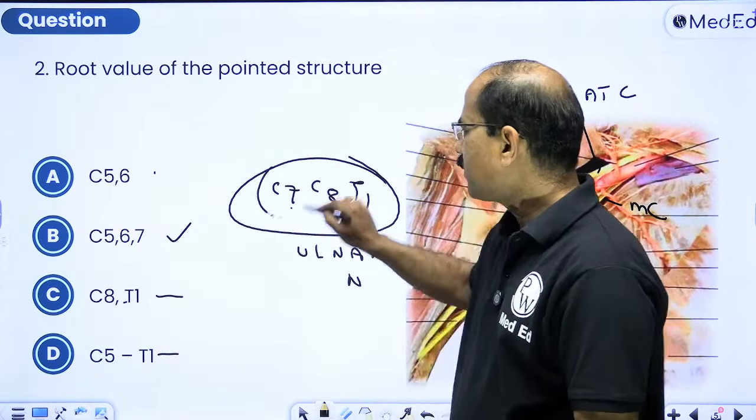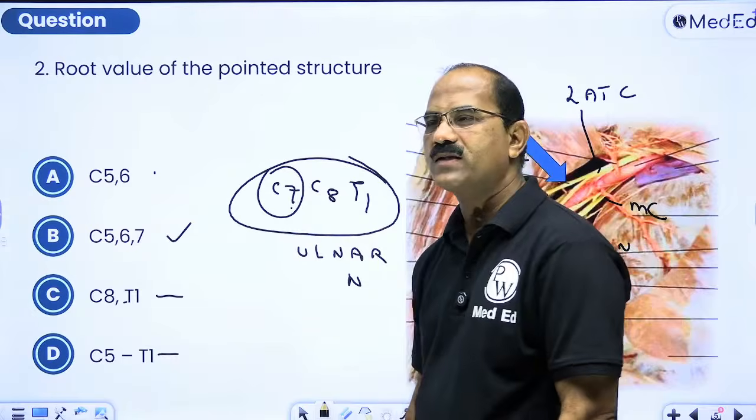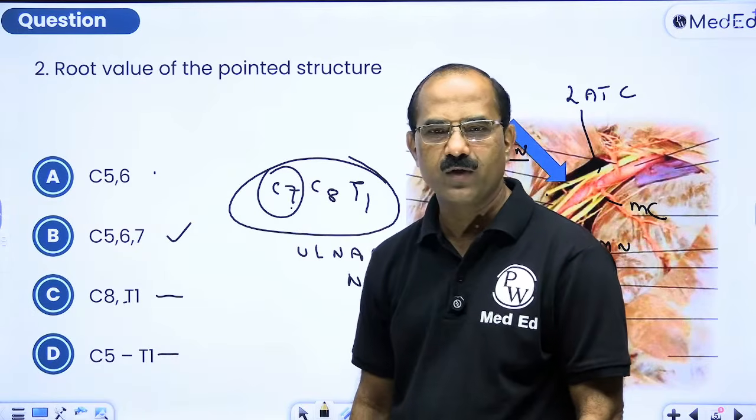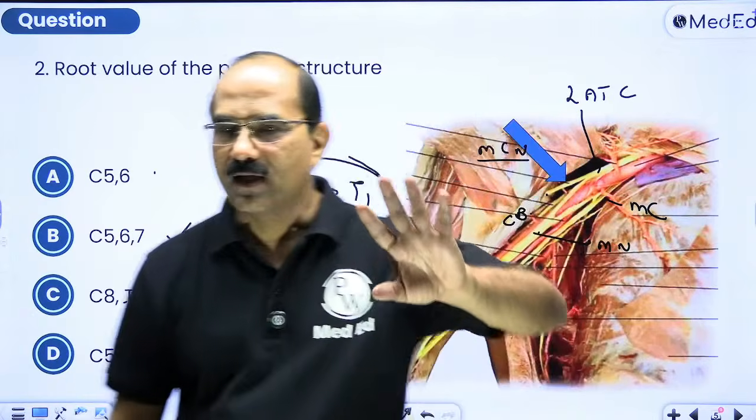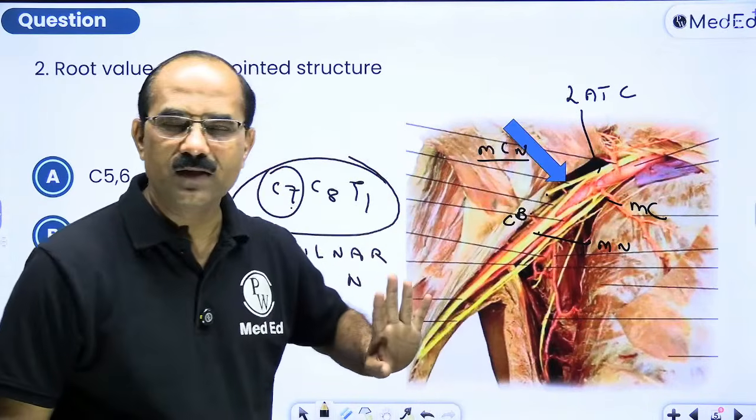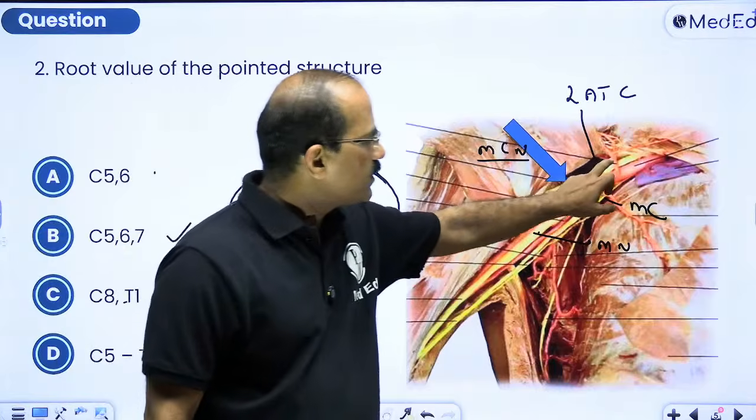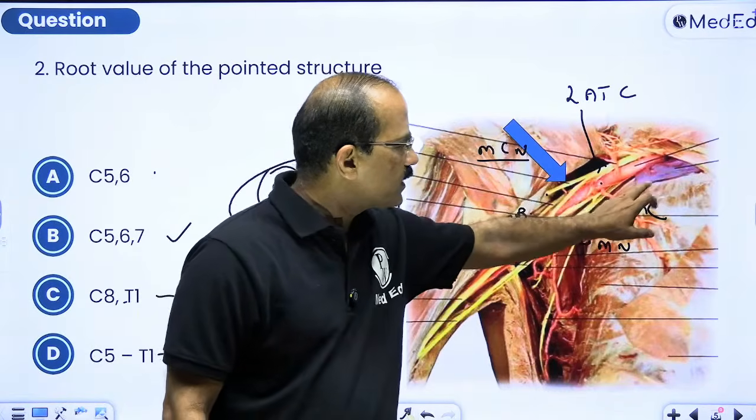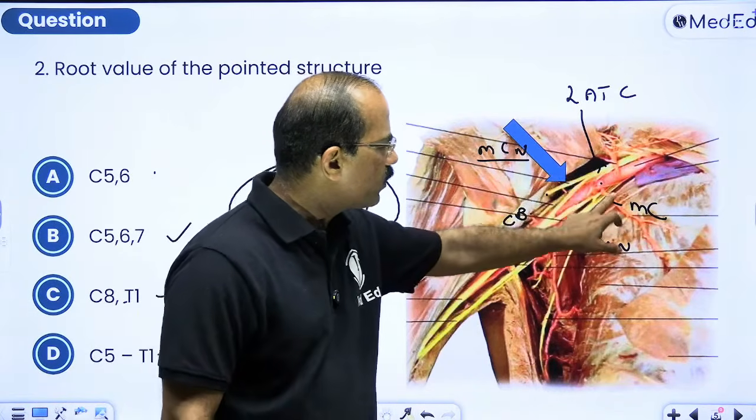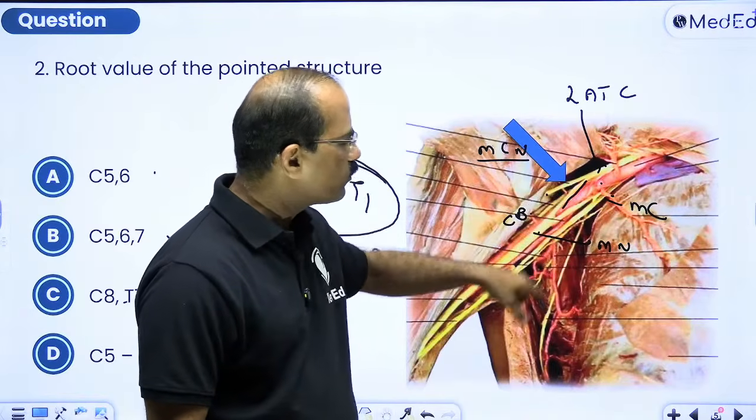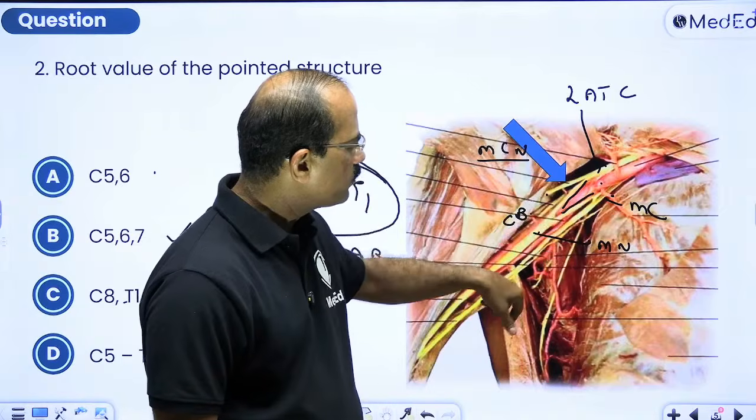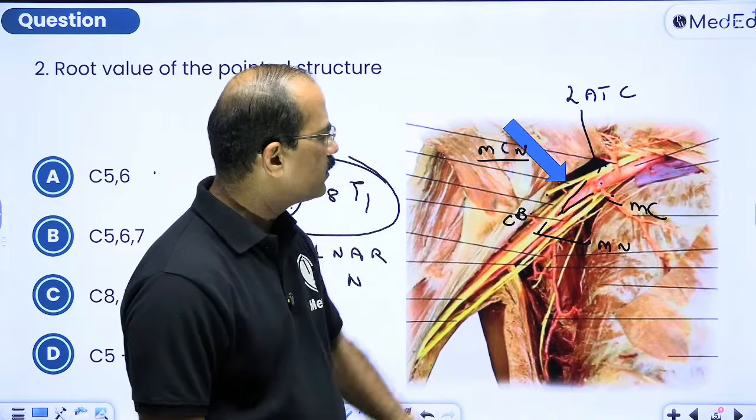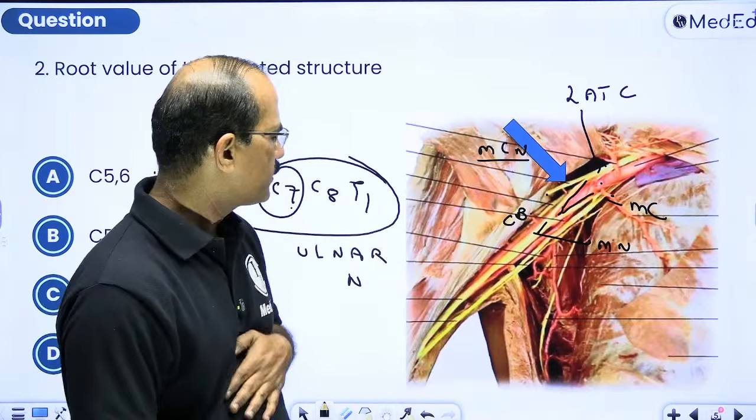The C7 fibers come from the lateral cord. Remember that. Fine. Such visuals come, and visuals are very important for INICET. So remember this. That's the lateral cord. This is the axillary artery. That's the axillary vein. This is the lateral cord, medial cord. That's the lateral root of median nerve. This is the musculocutaneous nerve. That's the medial root of median nerve. And this is the median nerve. Perfect.